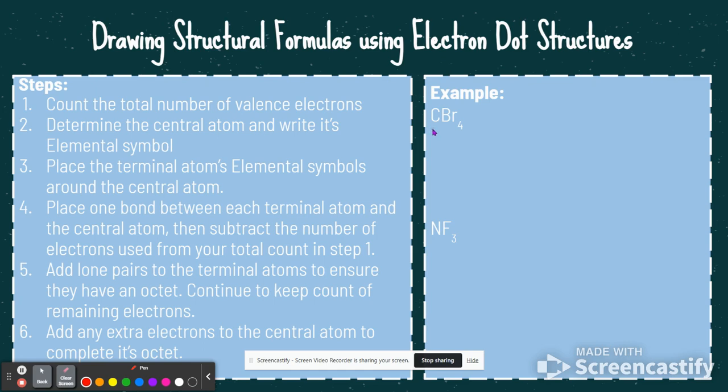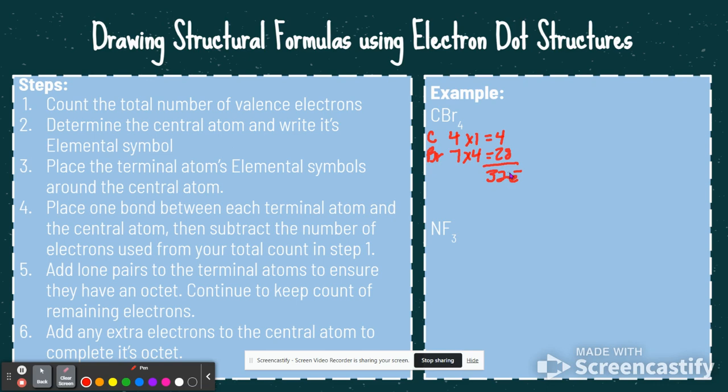All right, so for carbon, I have 4 valence electrons, okay? And then for each bromine, I have 7, and that's times 4. So 4 times 1, 7 times 4, so carbon is 4, and then this is 28. And so what I have is 32 electrons to work with, okay?